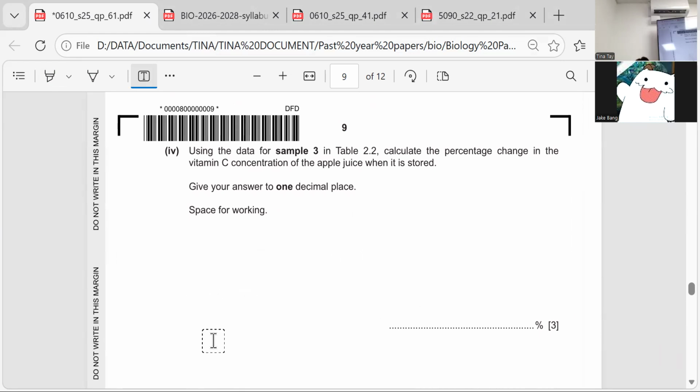Calculate the percentage change in vitamin C when it's stored. Give your answer to one decimal point. Negative 61.8. Did you get it? Did you get this answer? Yeah.